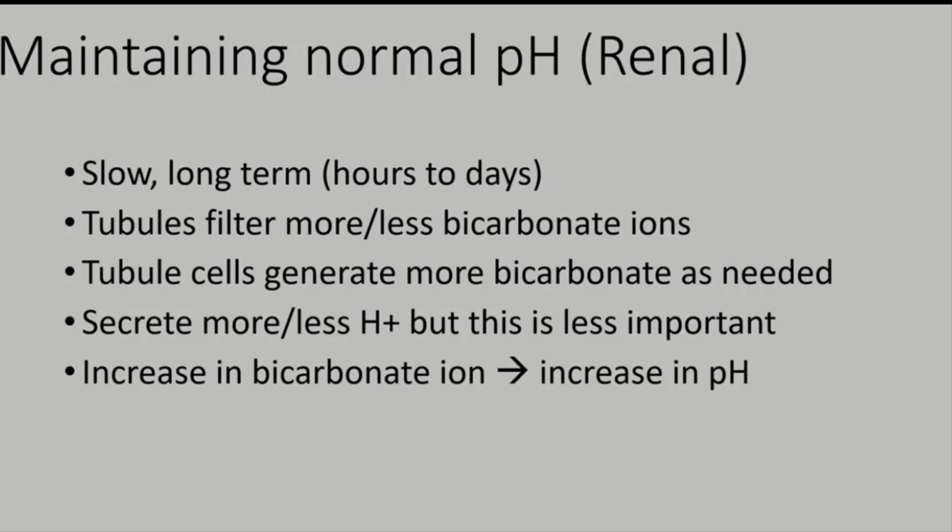If you are too alkaline, your kidneys will get rid of more bicarbonate. If you're too acidic, your kidneys will generate and reabsorb more bicarbonate, because bicarbonate, in addition to being a buffer, is an alkaline. So if we increase the bicarbonate ion concentration, we increase pH.